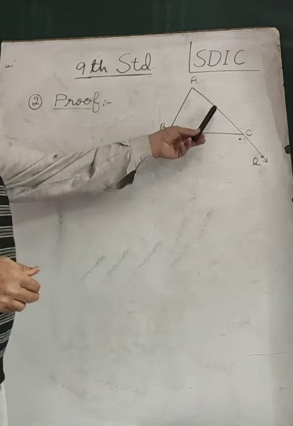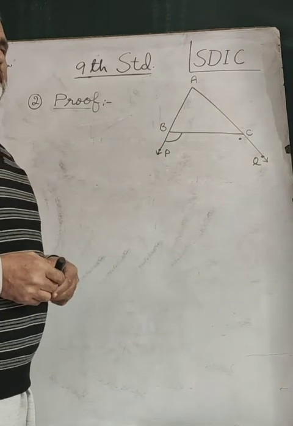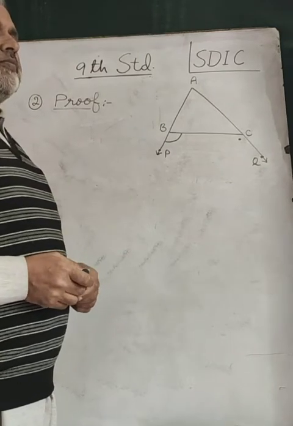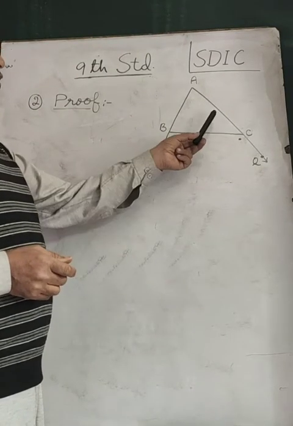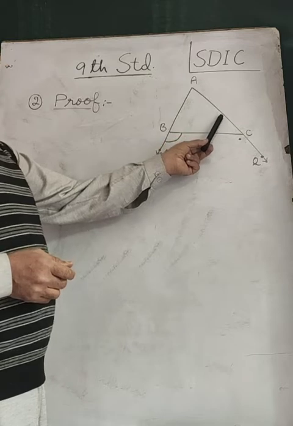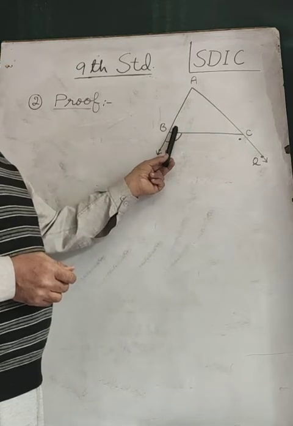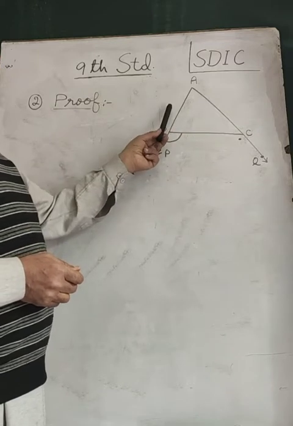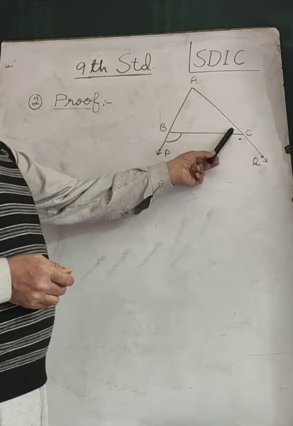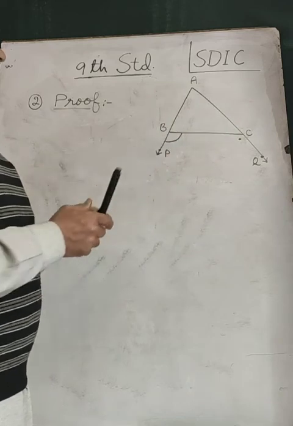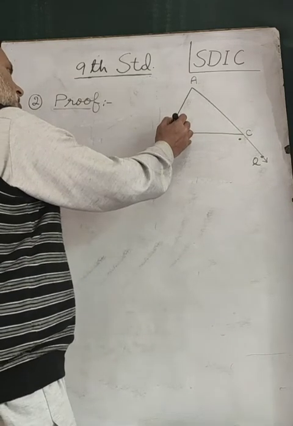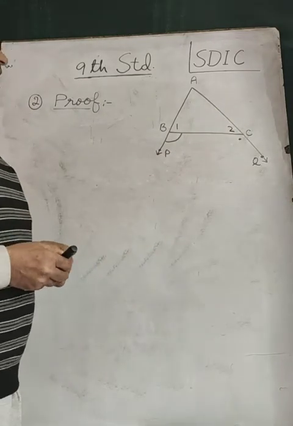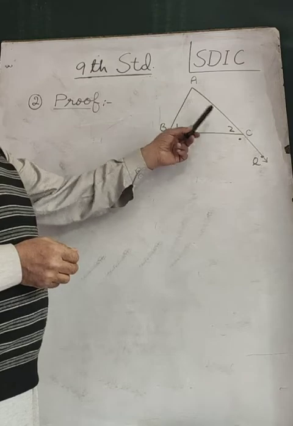To prove that AC is larger than AB, we will prove their opposite angles first. We'll prove the angle opposite to AC, that is the interior angle at vertex B, is larger than the angle opposite to the side AB, that is at vertex C. For convenience, let us name this angle 1 and this angle 2. So we need to show angle 1 is larger than angle 2 to get the result AC is larger than AB.